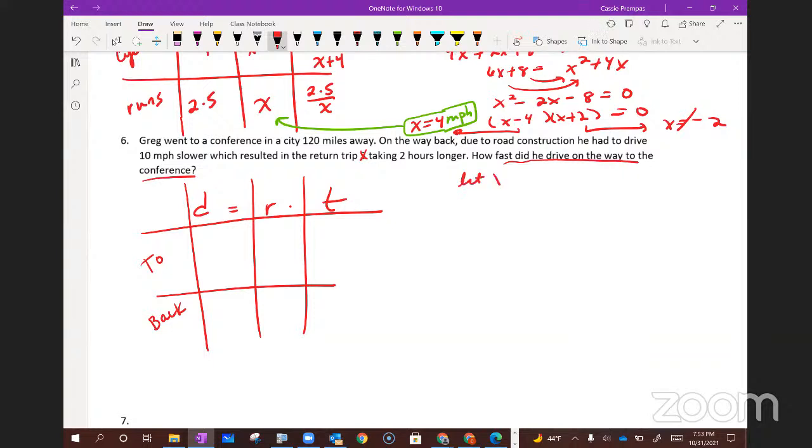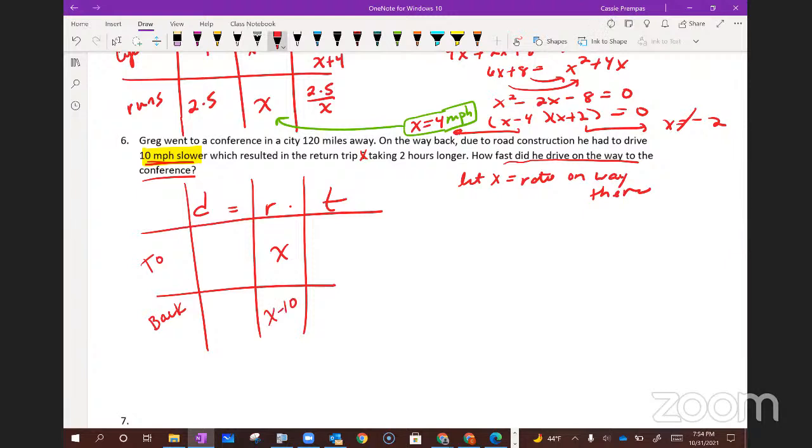So I'm going to let x represent the rate on the way there. And we have to fill in the entire column. So on the way back, it said he had to go 10 miles per hour slower. Sadness. So that would be x minus 10.